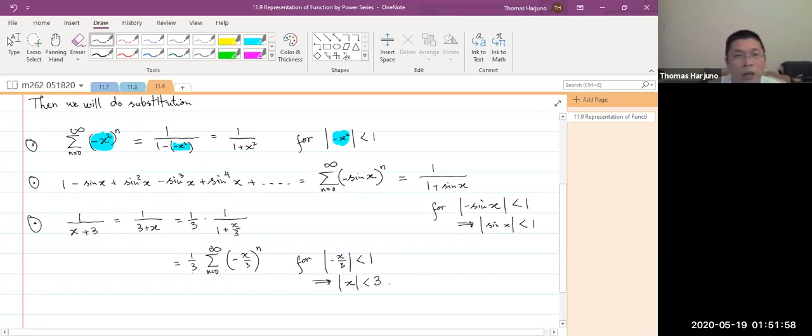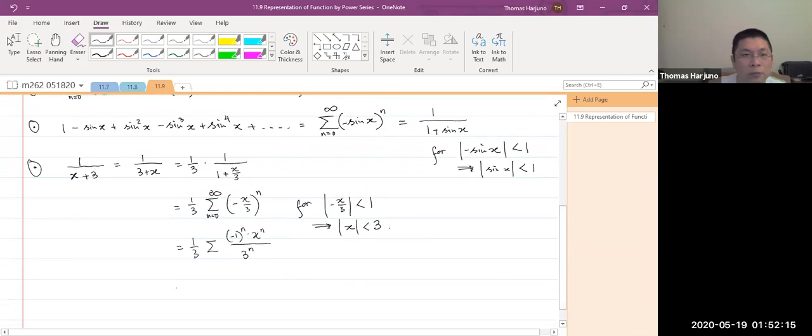Okay, we can clean this up to show that this is actually an alternating series. This is (-1)^n x^n over 3^n. Let me move that 1/3 in. So this is the series from 0 to infinity of (-1)^n x^n over 3^(n+1).